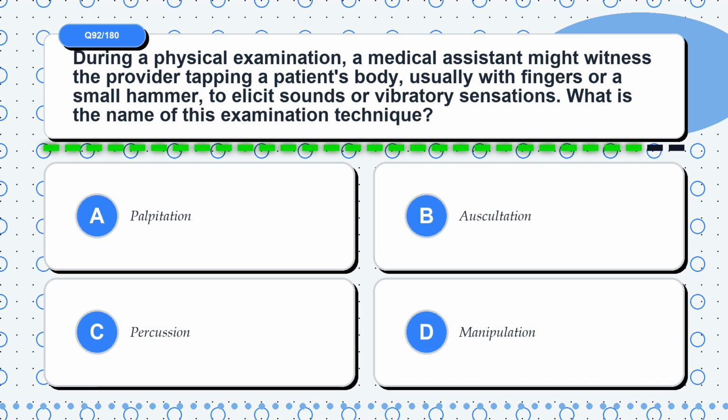Question 92. During a physical examination, a medical assistant might witness the provider tapping a patient's body, usually with fingers or a small hammer, to elicit sounds or vibratory sensations. What is the name of this examination technique? Here are the options. Option A, palpitation. Option B, Auscultation. Option C, Percussion. Option D, Manipulation.